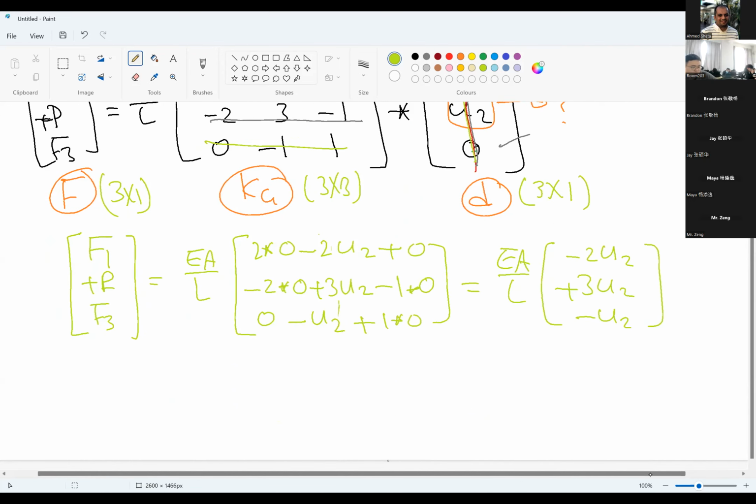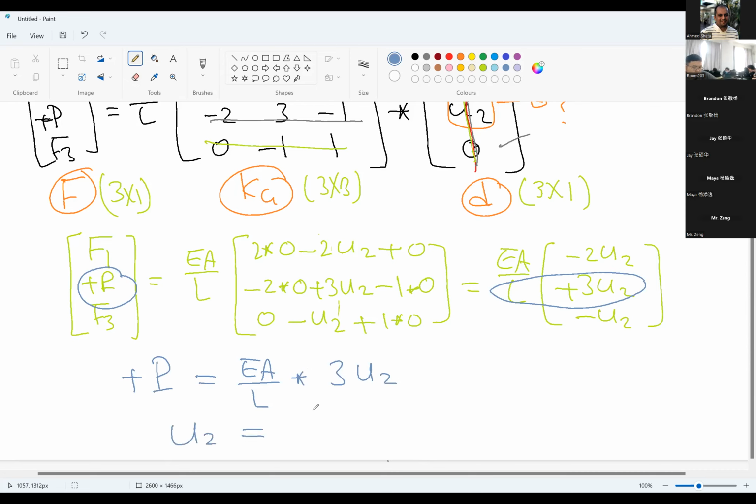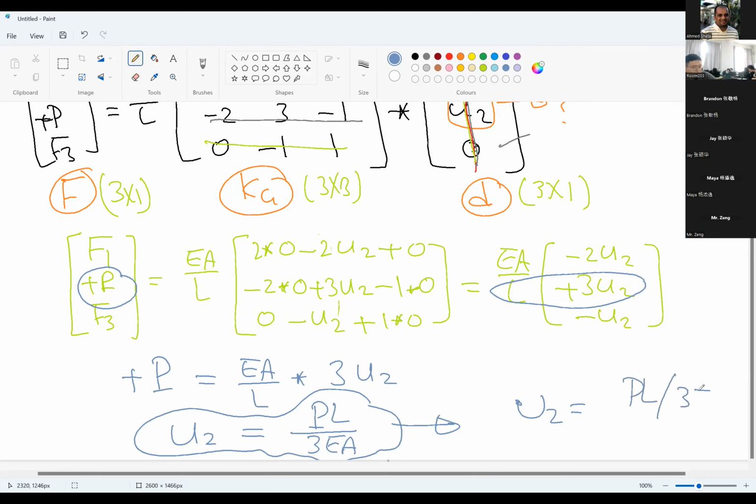So which equation can give us the value of U2? The only equation that gives us U2 is the second equation. So positive B will be equal to EA divided by L times 3U2. So U2 will be equal to BL divided by 3EA. This is the value of the deformation: U2 equals BL divided by 3EA.